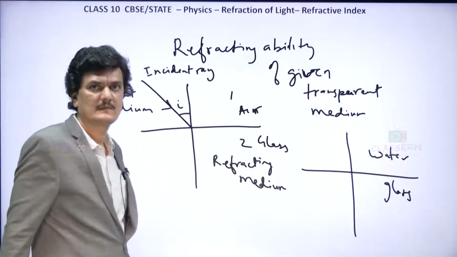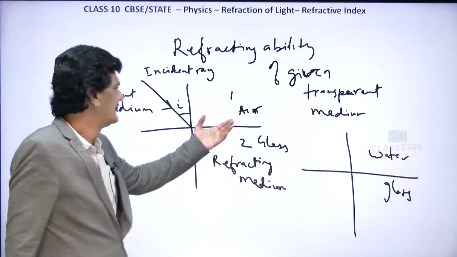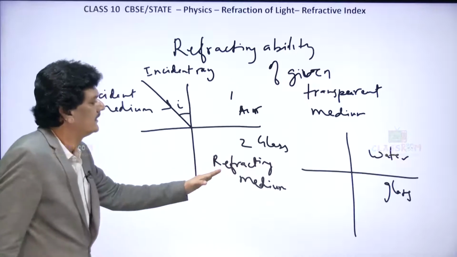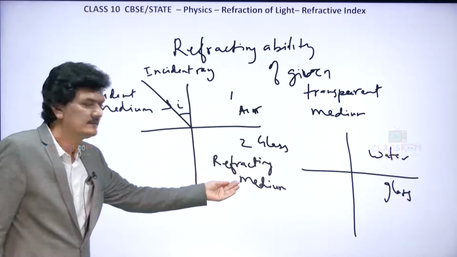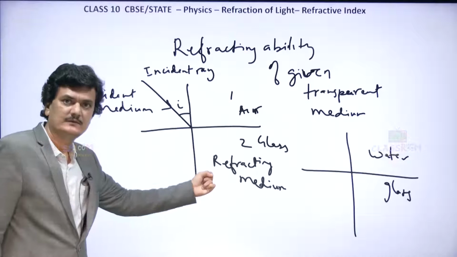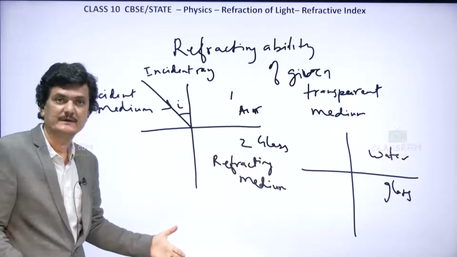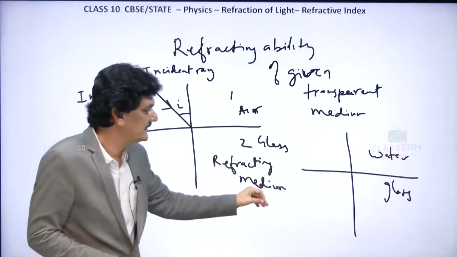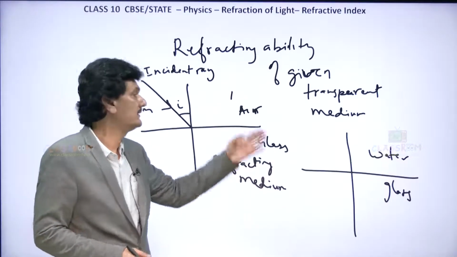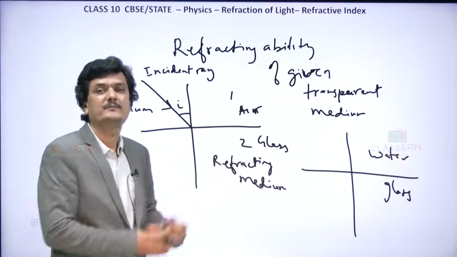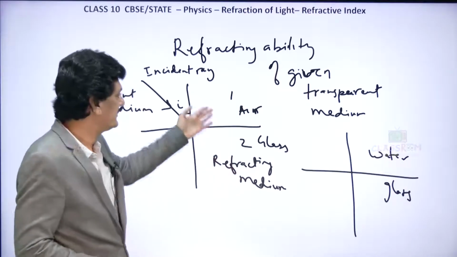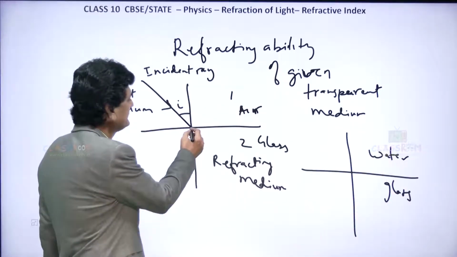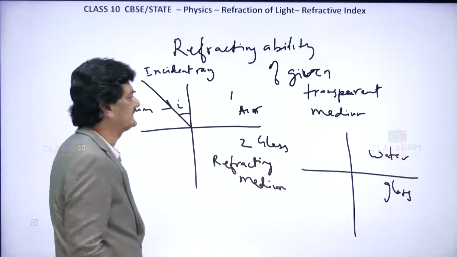We use the terms 1, 2 because 1 can be any and 2 can be any. Now, the ability to bend is what we are finding for the refractive medium, not for the incident medium. So, the bending ability will not just depend upon the second medium, it will also depend upon what it is paired up with. So, glass is now paired up with air and glass is now paired with water. So, the bending which will take place in both the cases will be different.